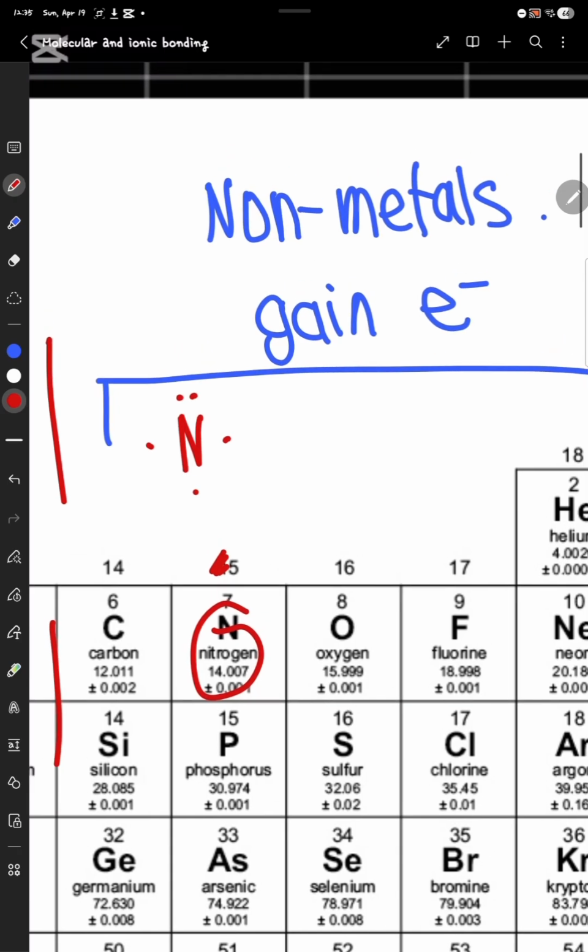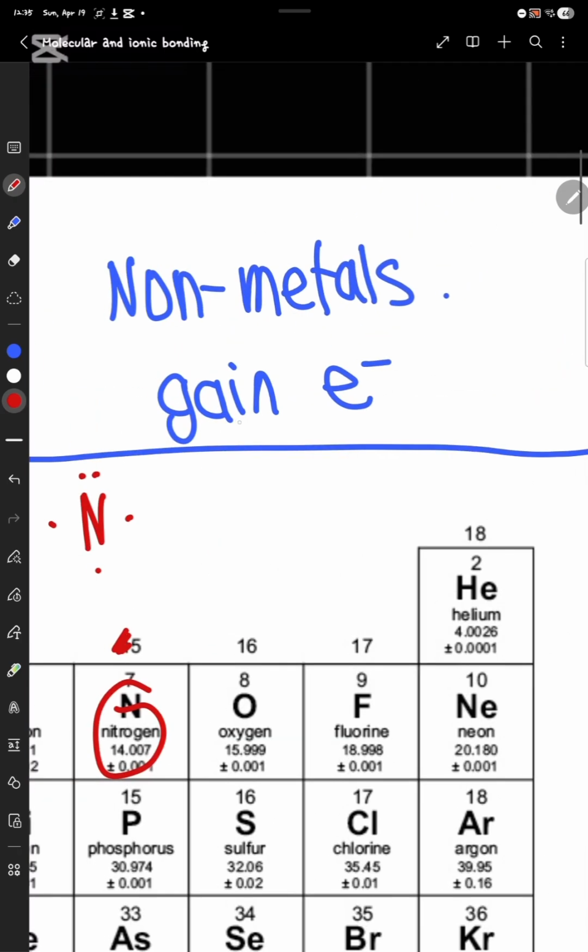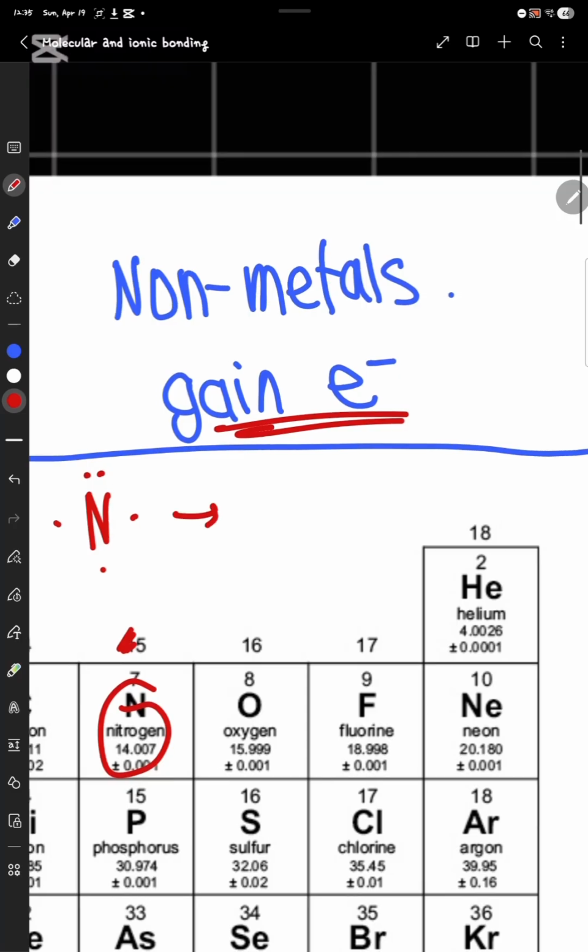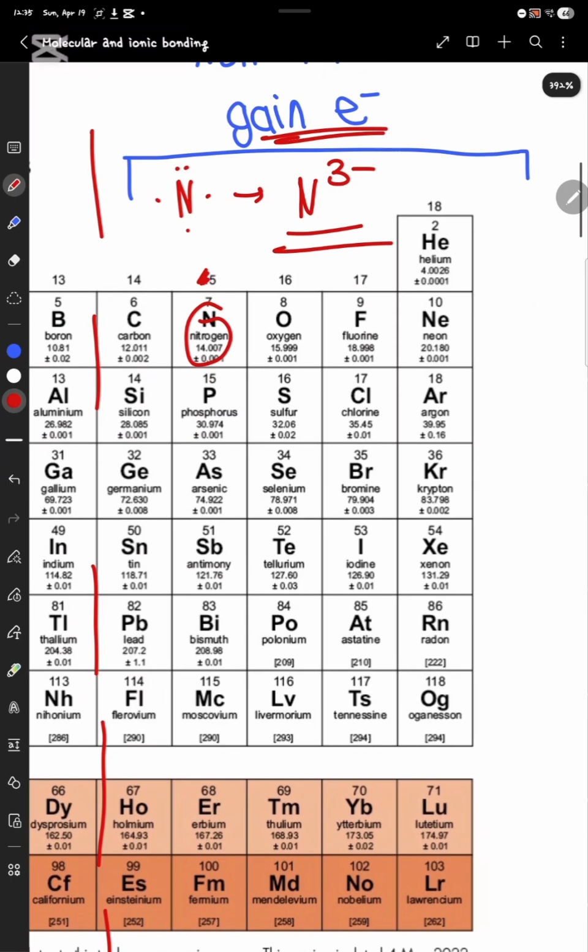And we know that nonmetals gain electrons. So it gains 3 more, right? Because it has 5, so it has to gain 3 more to get 8. So that gets you 3 minus. Okay. Same logic here.